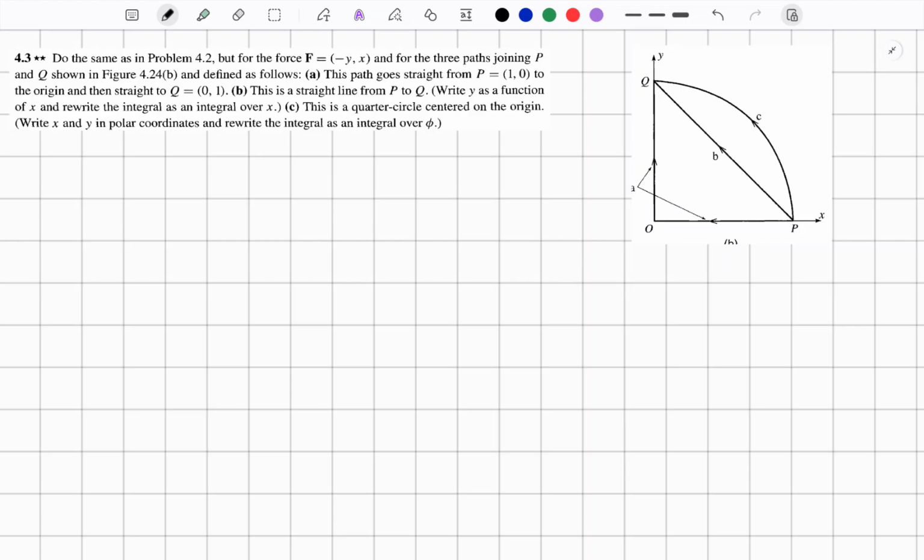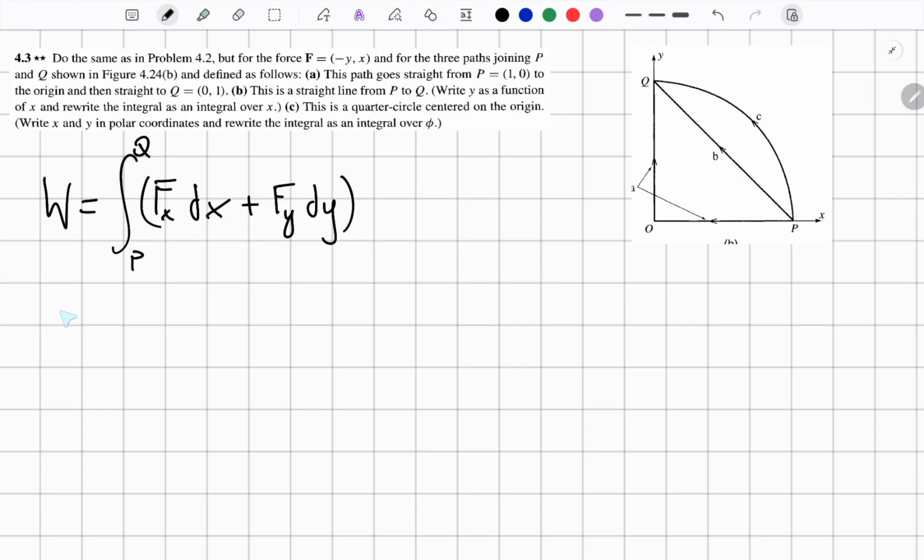We know that our work is going to be the integral from P to Q of f of x dx plus f of y dy. And these are the force in the x direction and the force in the y direction. Our force in this case is negative y i plus x j. And our first path, we're going to go on our path A.